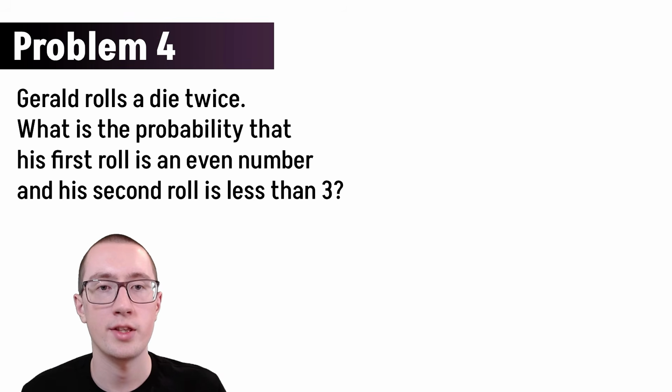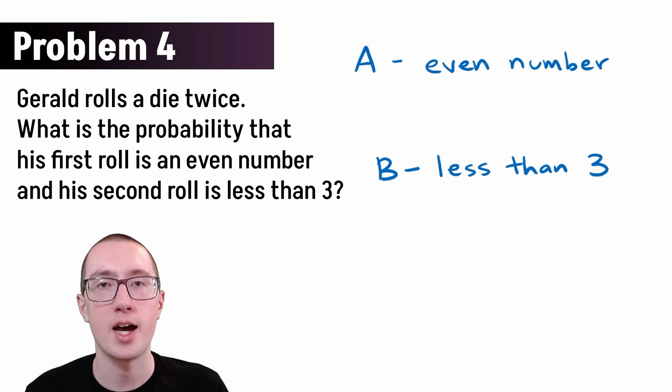So the next category that the ACT lists is geometry, but I'm going to save that one for last, and we're going to do probability. So this one is a probability word problem. It says Gerald rolls a die twice. What is the probability that his first roll is an even number and his second roll is less than 3? So for this probability to happen, there need to be two things that both happen.